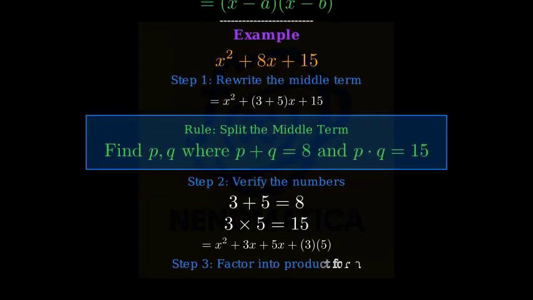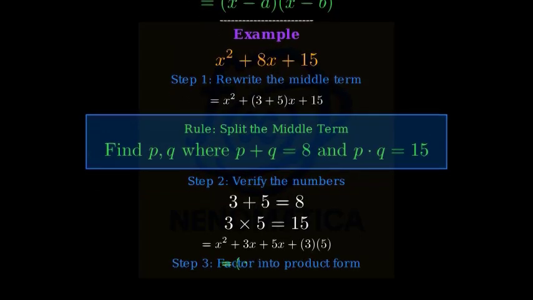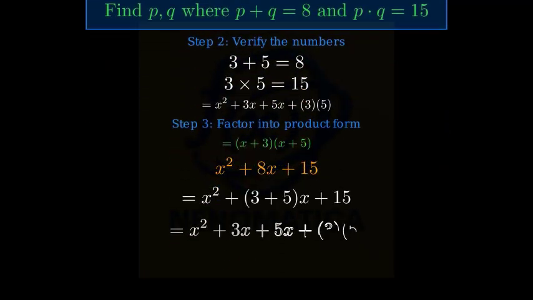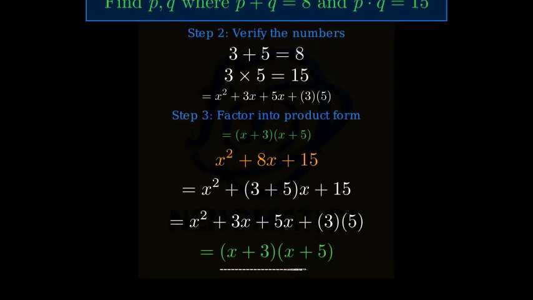Finally, we can factor this expression into a product. We get x plus 3 times x plus 5. Let's recap this example. We factorized x squared plus 8x plus 15 by finding the numbers 3 and 5, which add up to 8 and multiply to give 15. This allowed us to factor the expression as x plus 3 times x plus 5. Now, let's move on to our third example.